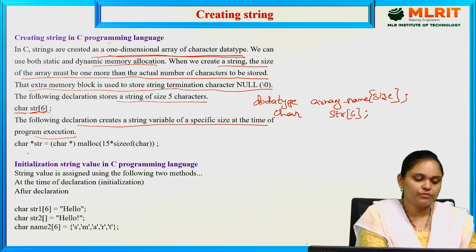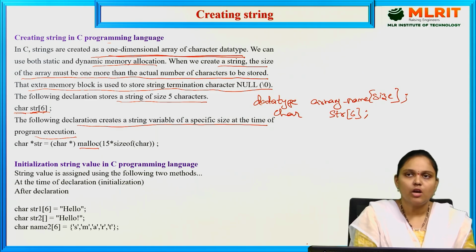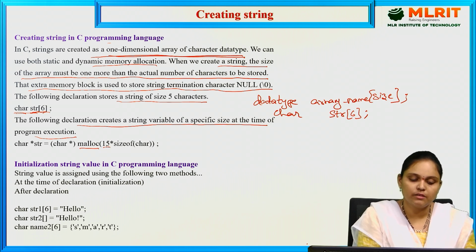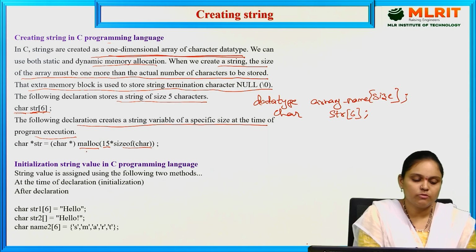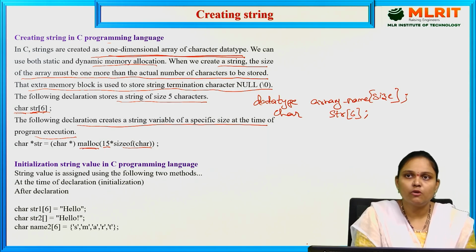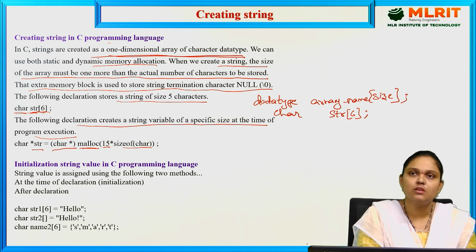For that, we are using the malloc function. How many characters do I need to store? The number of characters that we are using is n, and n is 15. The size of the char data type is 1, so 15 into 1 gives 15 bytes that will get allocated by using the malloc function. The malloc function returns a void pointer, and that void pointer we convert into a character pointer and assign to this pointer variable.